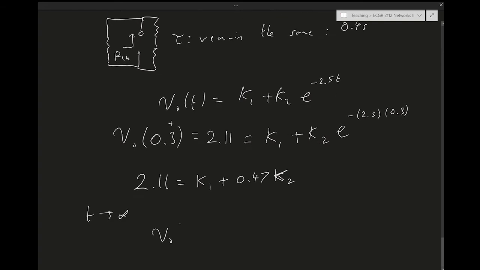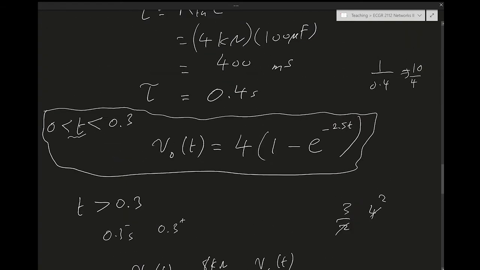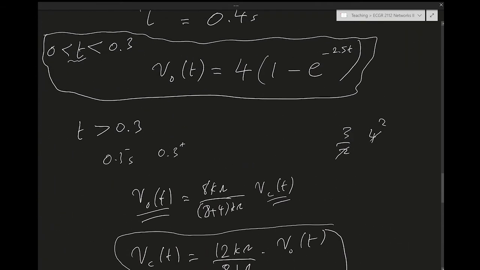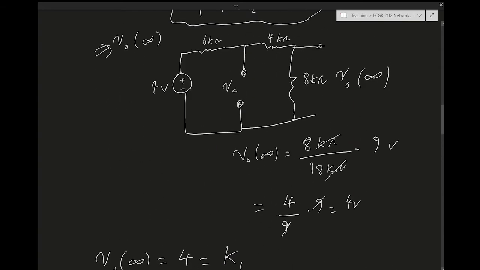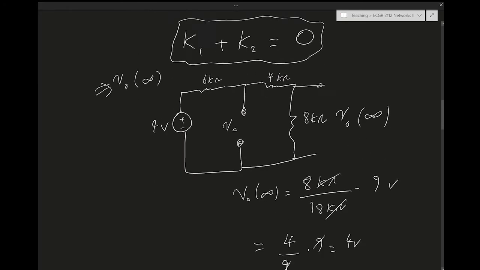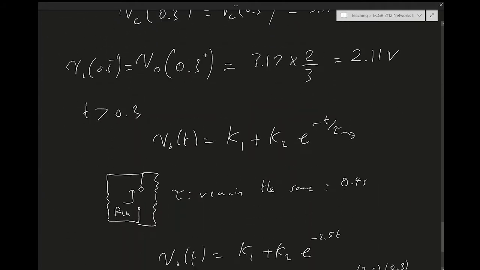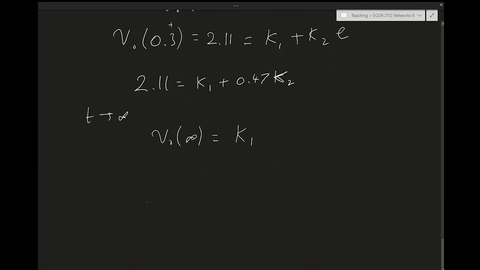So that gives me VO infinity equals K1. And how do we calculate VO infinity? Again, we look at the circuit, and we assume that the circuit reaches steady state, right? What happens when the circuit reaches steady state? Well, the circuit is 648, right? So at steady state, the capacitor is an open circuit. But the voltage also, in this transient for t larger than 0.3, the voltage is 0. So the voltage is going to be a short circuit.